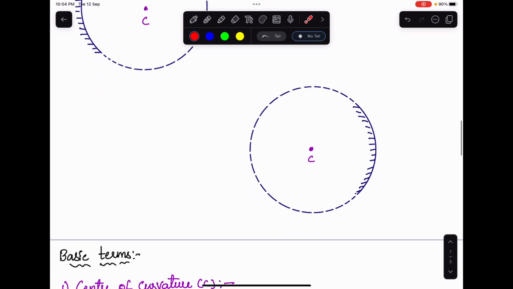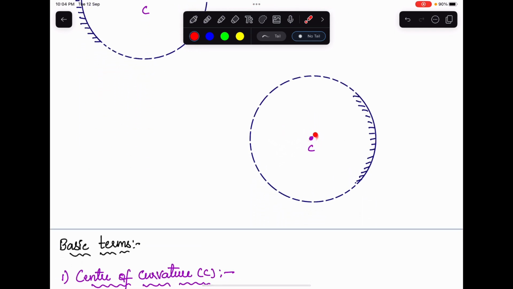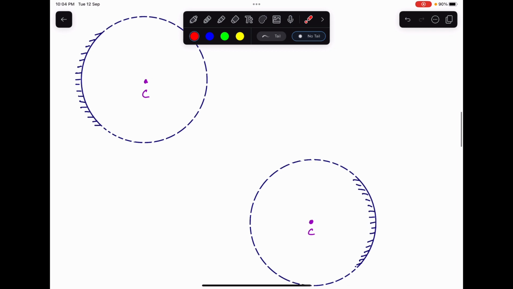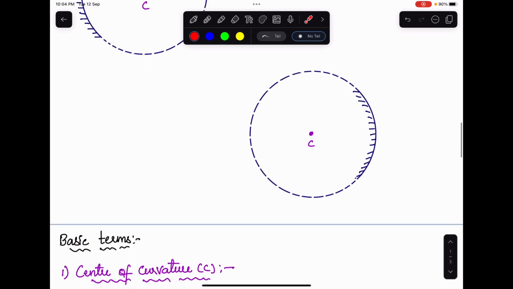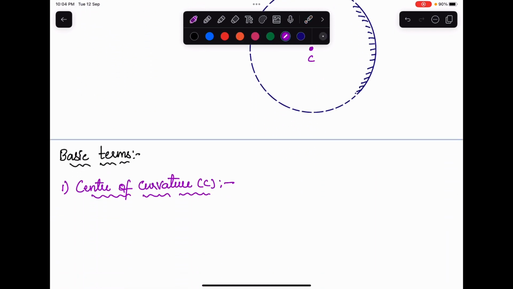Once again, see here, the center of the sphere of which the spherical mirror is a part, or the center of the sphere from which the spherical mirror is taken out, is called the center of curvature. So now I think you understood. When you consider a spherical mirror, if you just extend those edges, it will form a sphere, and the center of this sphere we call the center of curvature. So this is your first term. And next, the second term we are going to learn is radius of curvature.